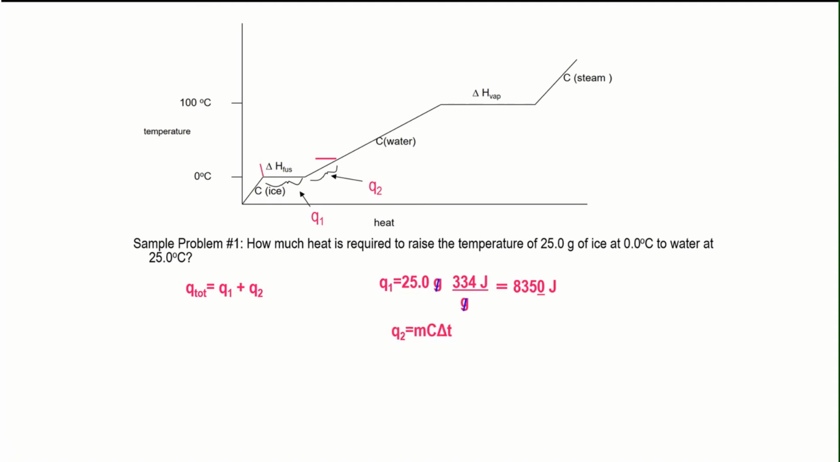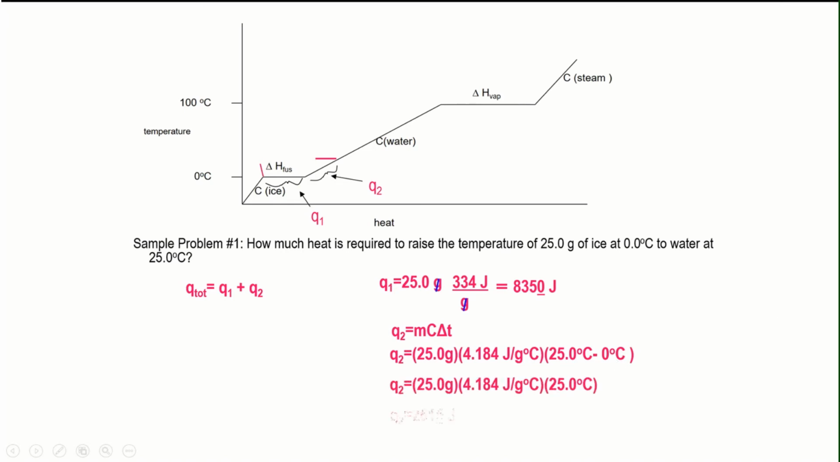My second equation, I'll have to use M times CP times delta T. My mass is 25 grams. Again, that shouldn't change. My C of water is 4.184 joules per gram degree Celsius. And my temperature change, again, always final, 25 degrees minus initial. I want to make sure I get my signs correct, positive and negative. So final, I'm going up to 25 degrees. I'm starting at 0 degrees.